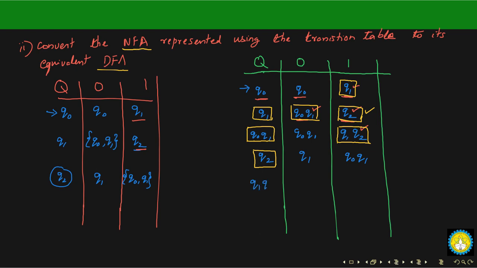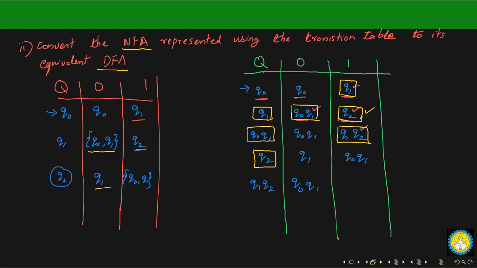So upon looking at Q1 Q2's transitions, you have to look for both Q1 as well as Q2. Q1's transition on 0 from the NFA table is Q0 Q1, and for Q2 it's going to be Q1. So when you combine those, you'll get Q0 Q1 itself.